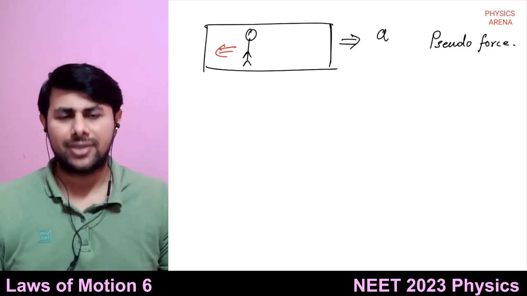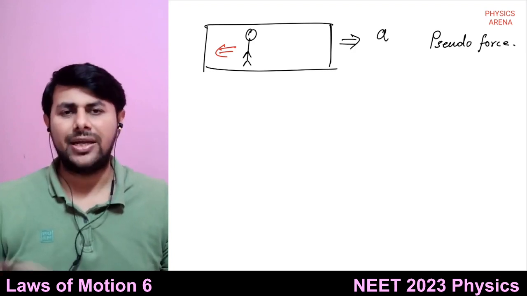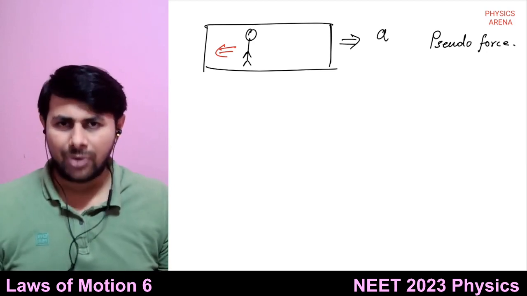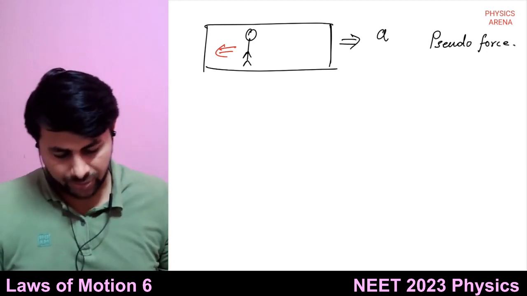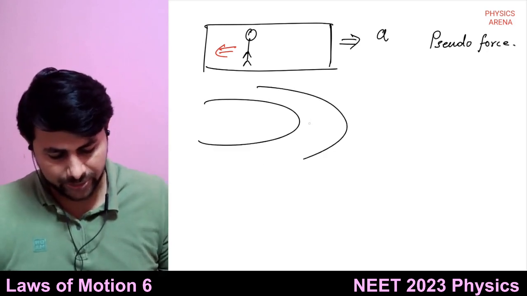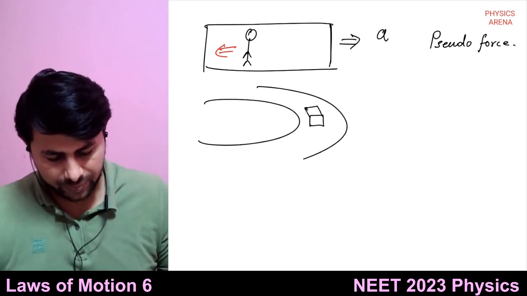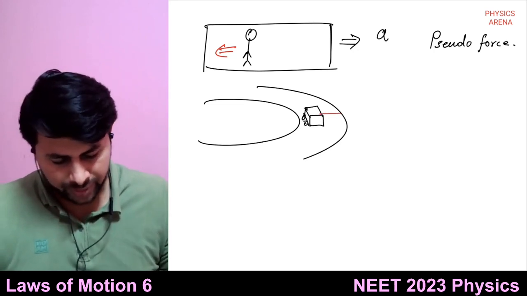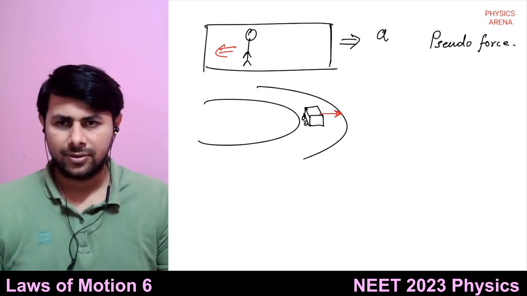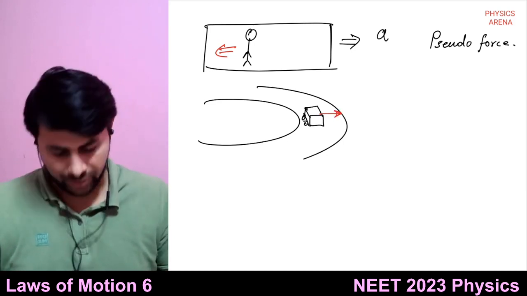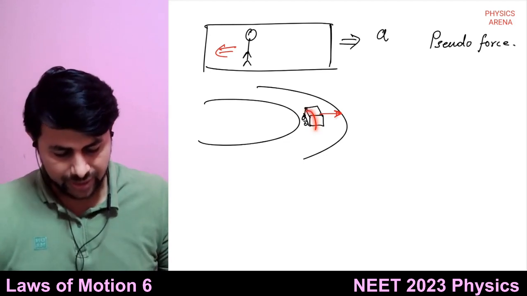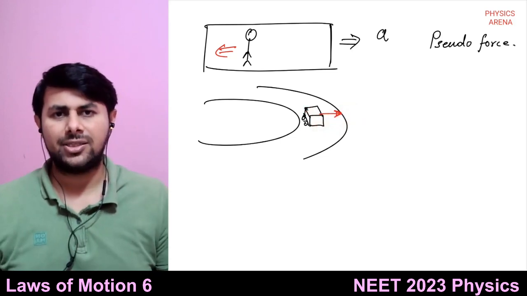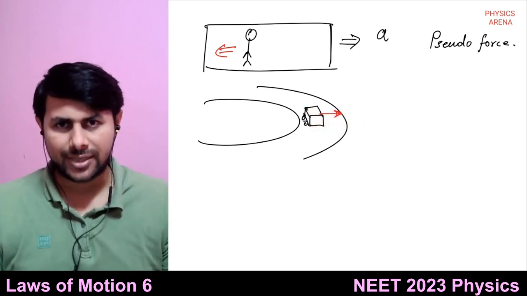Another example, in circular motion, what happens? The vehicles tend to slide outwards of the circle. If suppose there is a vehicle like this, moving on a circular road, it tends to slide like this. If there is no friction to keep it on this road surface, it will slide away from the center. So we say there is a centrifugal force, a pseudo force acting on it.